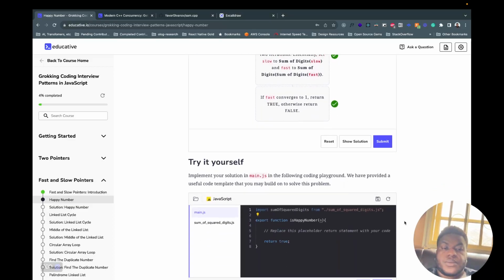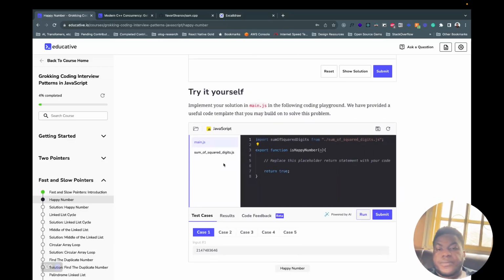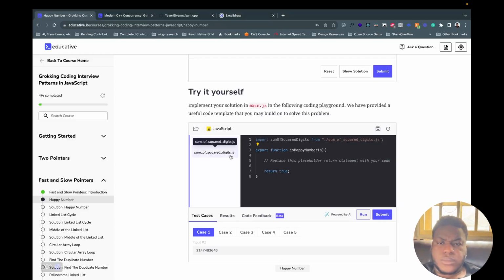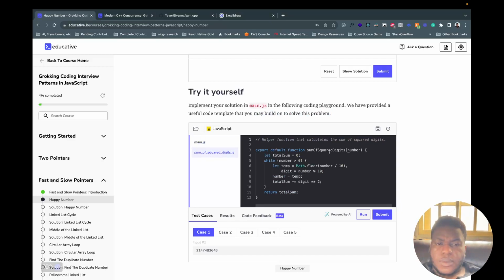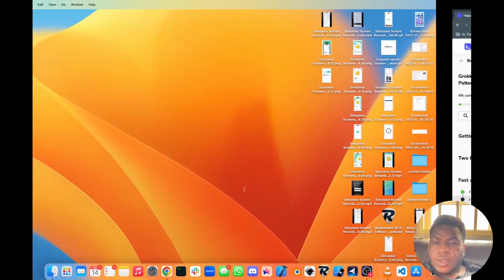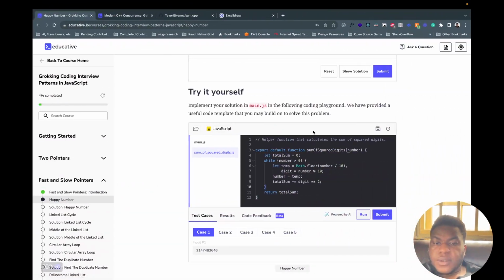Yeah, I'm sure. Alright, showtime. Then you may build on to solve this problem. Sum of square digits. No, this is a nice helper. Hope I didn't. Let me reset this thing. Alright, it's a new section. It's fast and slow pointers.